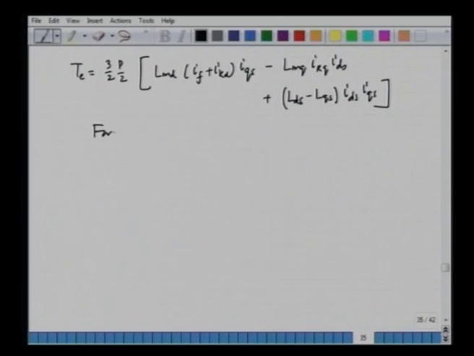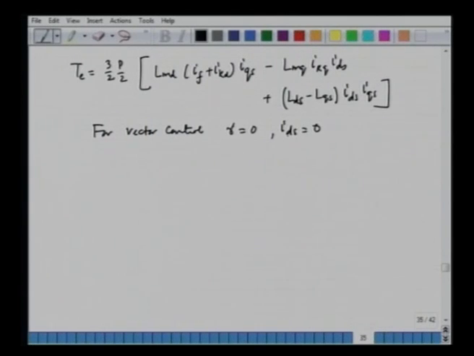We have the currents of the field winding, the currents of the damper winding in the d axis, the damper winding in the q axis, and we have IDS and IQS. Now in vector control drive we put gamma equal to 0. So we can say that for vector control, gamma is equal to 0, and it also means IDS is equal to 0.